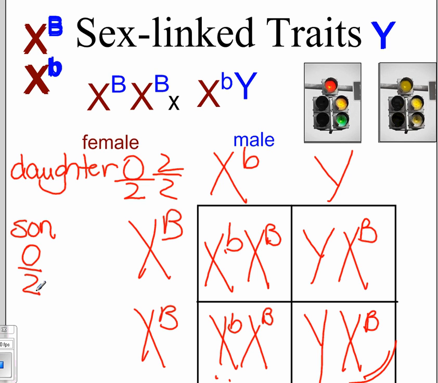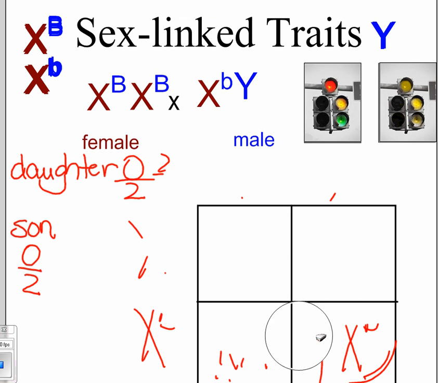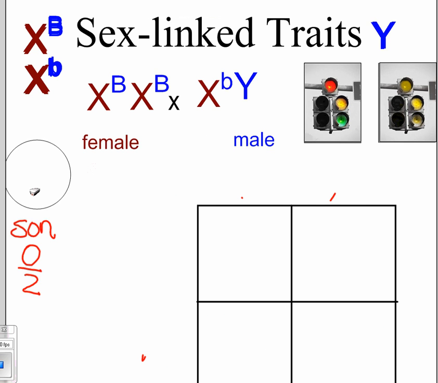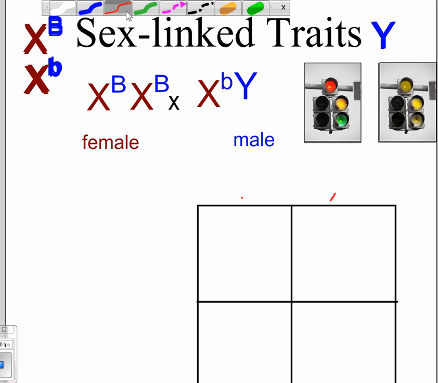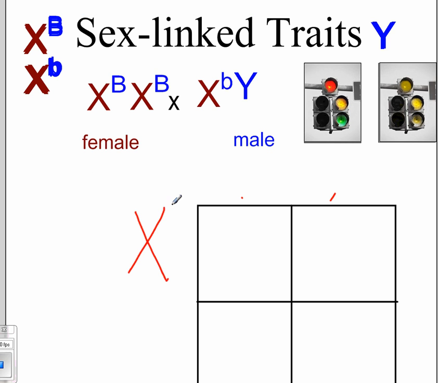So how is it possible to have two parents, neither one of them colorblind, and one of the kids ends up colorblind? So what is the chance? Mother's not colorblind. But mother has to be a carrier.